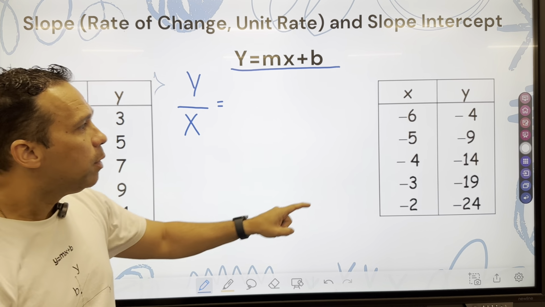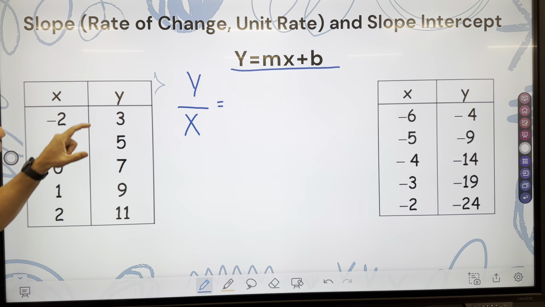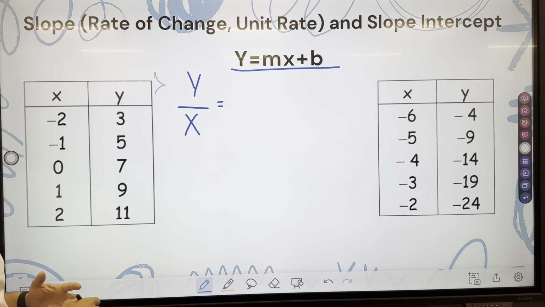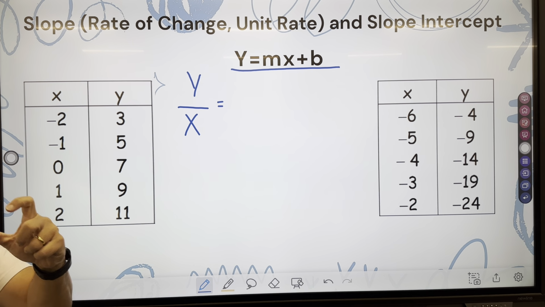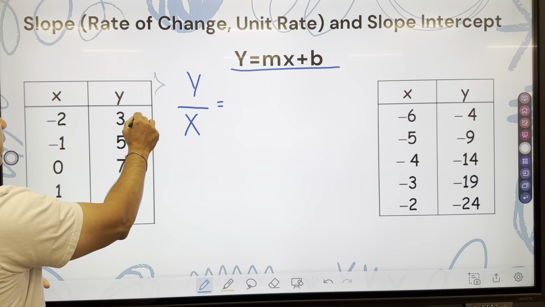Why do we do that? Because in this case, we don't have to worry about all the negative numbers. Let's check here. Y increases by 2. X also increases, by 1. So the slope will be positive. So we can take these 2 points.